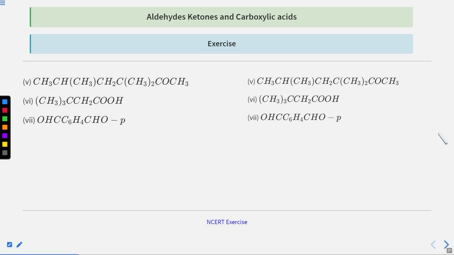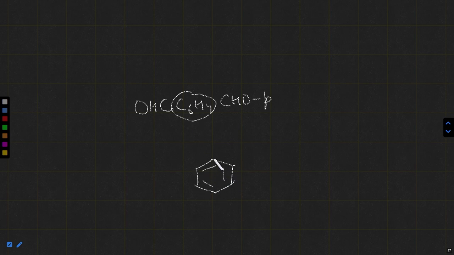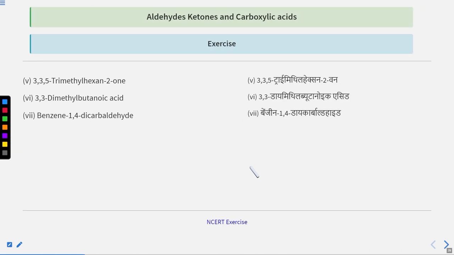Next, CHO C6H4 CHO. So here we have a benzene, and at para position we have a CHO and here we have a CHO. How will we name it? This will be benzene 1,4-dicarbaldehyde. If it was one CHO, then we would simply name it benzaldehyde. But since there are two aldehyde groups, we have named it benzene 1,4-dicarbaldehyde.